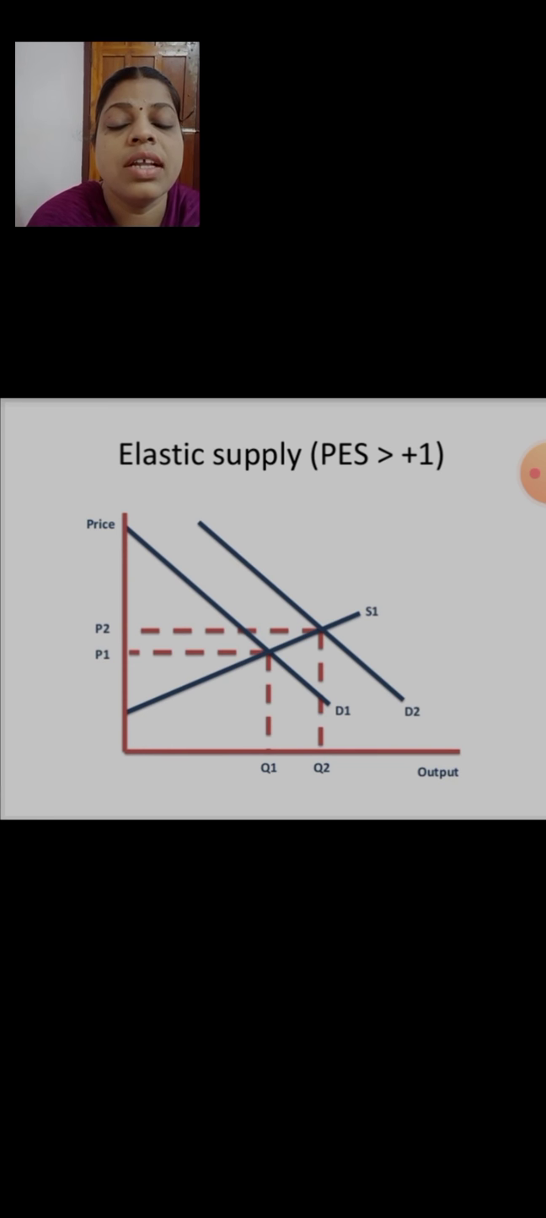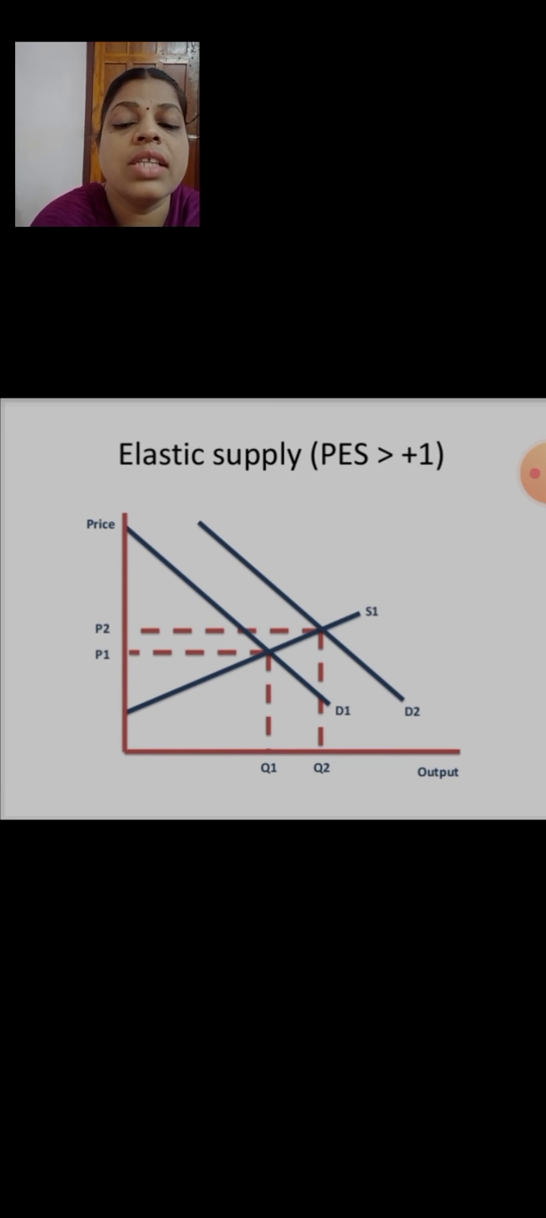So here we can see the supply curve. What is that supply curve? From the OY axis, we can see the curve S1. It's a supply curve. And I told you that there is a positive relationship between the supply and the prices, so the curve is also an upward sloping curve.